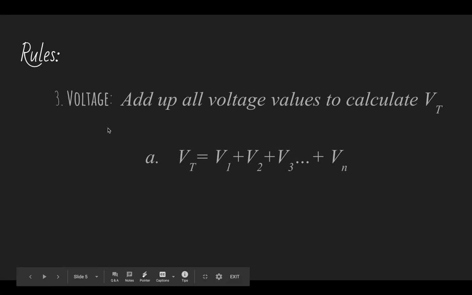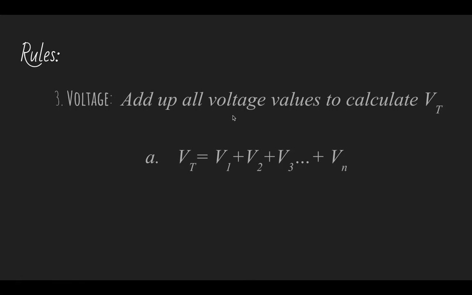Now for voltage, you have to add up all of the voltage values to calculate VT, just like resistance. So a written out formula for voltage would look like VT equals V1 plus V2 plus V3 plus Vn, or the given number of voltage values for the circuit.